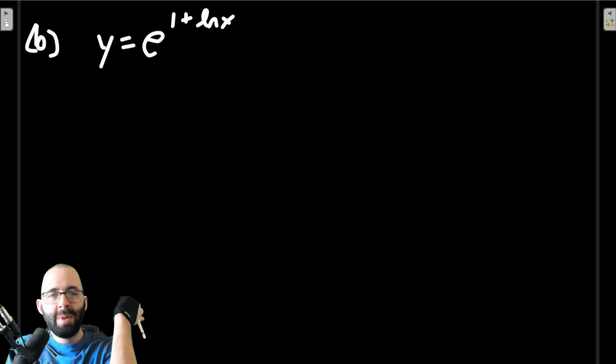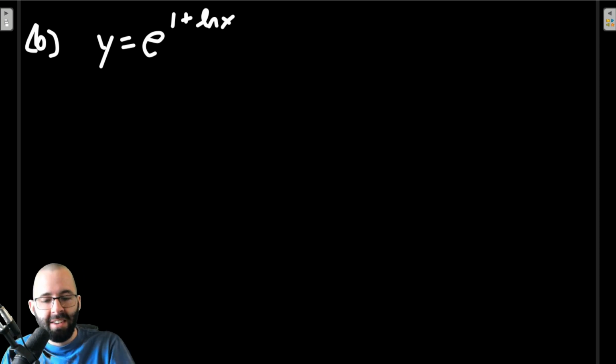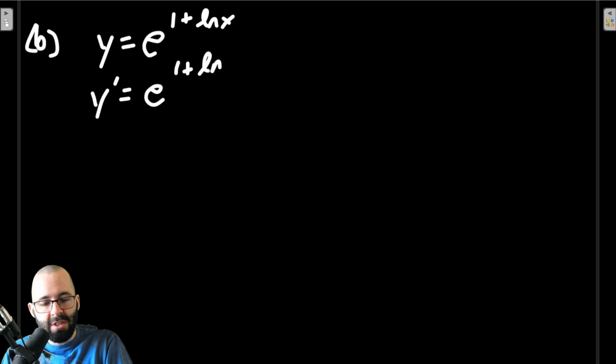The derivative of an exponential function is itself. So the derivative is just going to be itself. Nothing changes with the derivative.